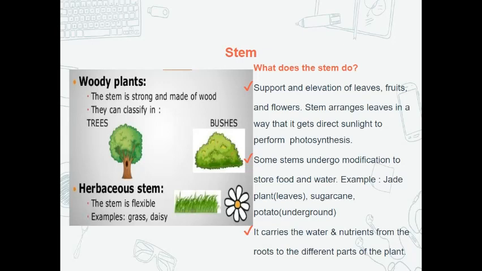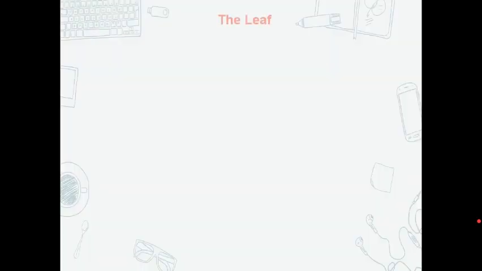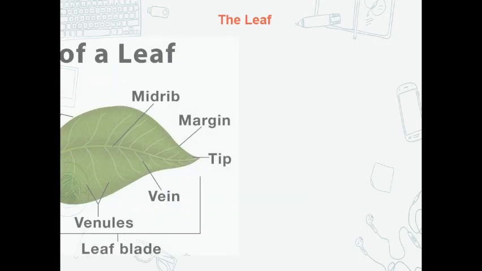Some stems undergo modification to store food and water, like the jade plant or the sugar cane, which is in fact an underground stem. Can you think of any more examples of underground stems? Potato, onion, and ginger. Very good. Stem carries the water and the nutrients from the roots to the different parts of the plant. All right, let us now look at the leaf. Have you seen leaves?